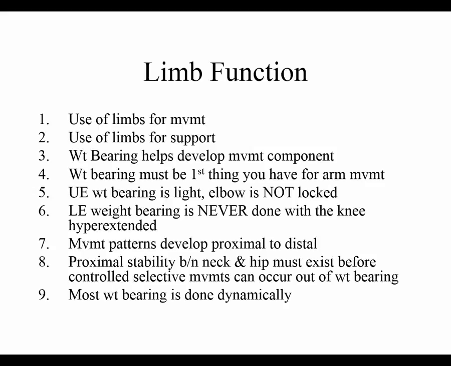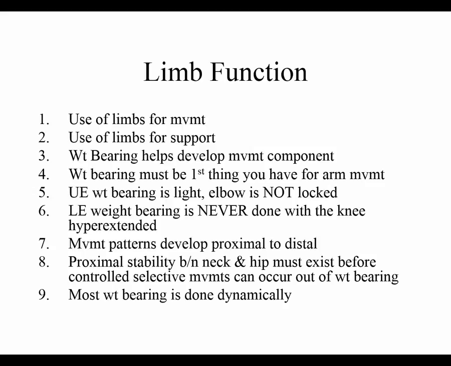Use of the limbs for movement. So, are we treating a patient that needs the limb for movement? Does it need the limb for support? Weight bearing, of course, is the posture that we'll treat them in first. So in other words, they'll have bilateral upper extremity and bilateral lower extremity support when we first try to develop stability. We've got to have that ability to bear weight before we can move them around and do things, right?